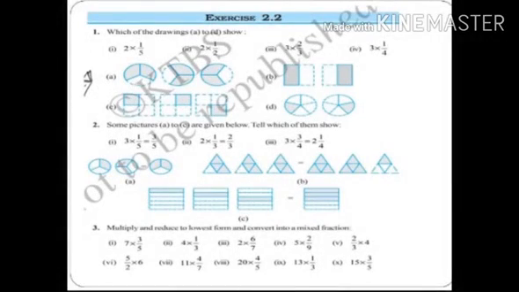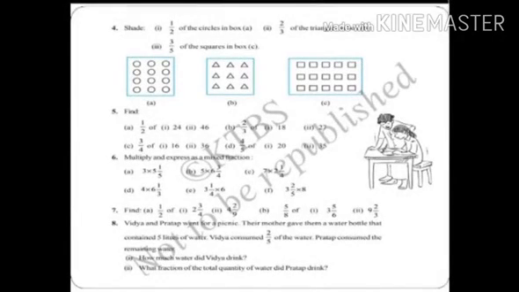Here are a few operations for you to complete. First one, you have to do it by the repeated addition method. And the second one, you have to identify the pictures and say which answer is correct for it. And the last one, that is the third one, you have to multiply and reduce to the lowest form, or if it is an improper fraction, convert it into a mixed fraction. Fourth one, shade 1 by 2 of the circle in the boxes, 3 by 4 of the triangle in the boxes and 3 by 5 of the squares in the boxes.